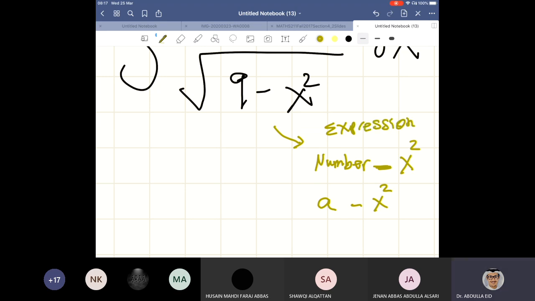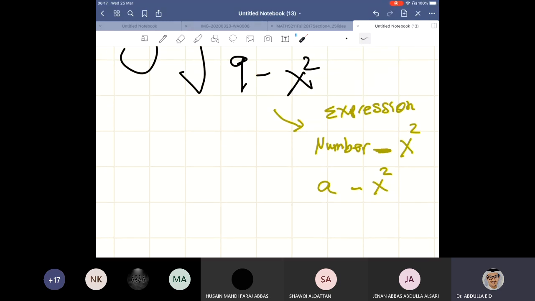Whenever we see something like this, especially if it is inside the square root, you have a number minus something which is variable x squared, and there is a minus between them. The substitution that we will use is a standard substitution. I will remove x and take the square root of this number. If this number is 9, I will take the square root of 9, it will become 3. And then I will use the substitution sine theta. That's how we start solving questions like this.